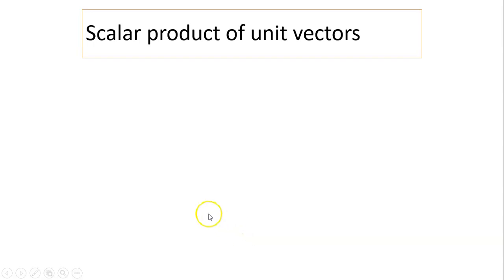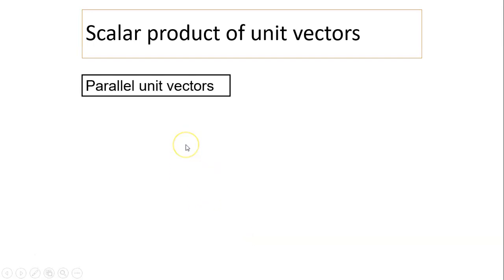Scalar product of unit vectors. Remember unit vectors? Unit vectors are vectors that have a size of 1, and their only job is pointing in directions. We have the special unit vectors i, j, and k. So now let's first talk about parallel unit vectors. What is i dot i or i dot negative i?